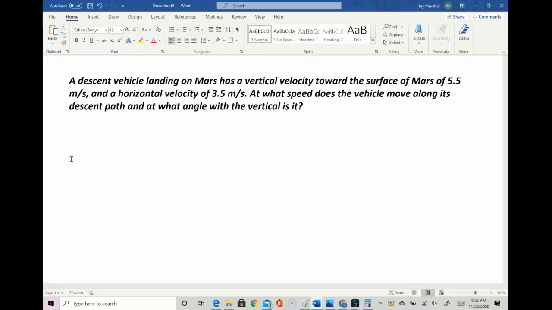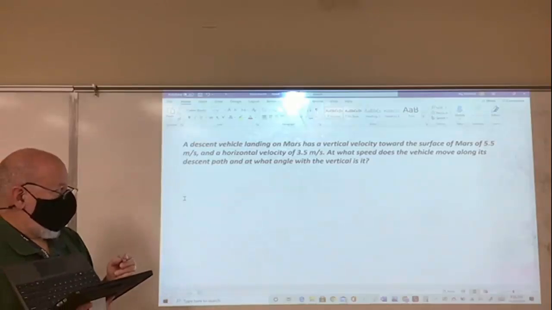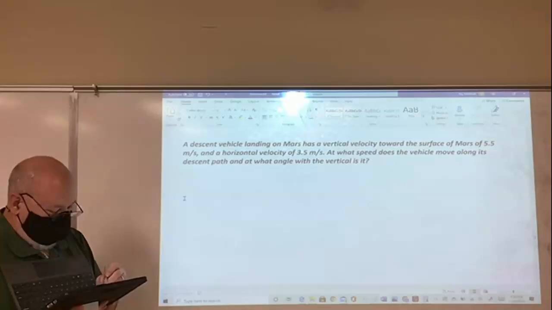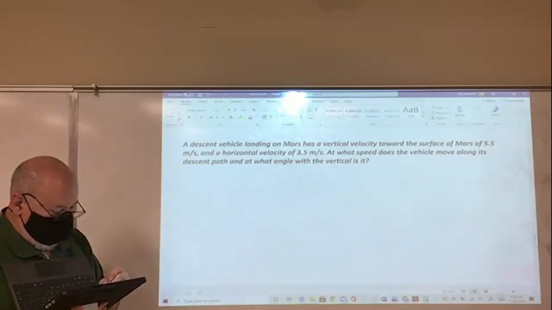Okay, so two other things that I need to test your ability to accomplish on this test. One is just simple vector addition. A descent vehicle landing on Mars, and we did this one in class, has a vertical velocity towards the surface of Mars, 5.5 meters per second, a horizontal velocity of 3.5 meters per second. At what speed does the vehicle move along its descent path, and at what angle with the vertical is it? And your goal is to show me that you know how to do vector addition here.